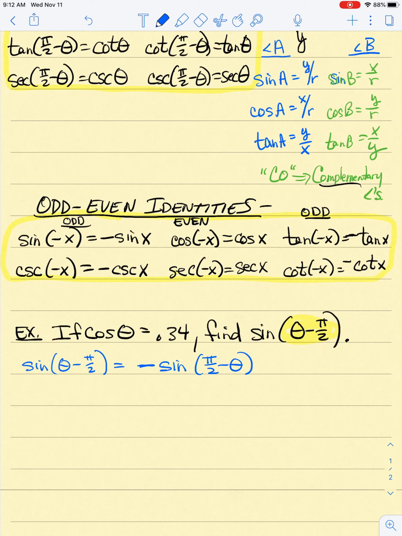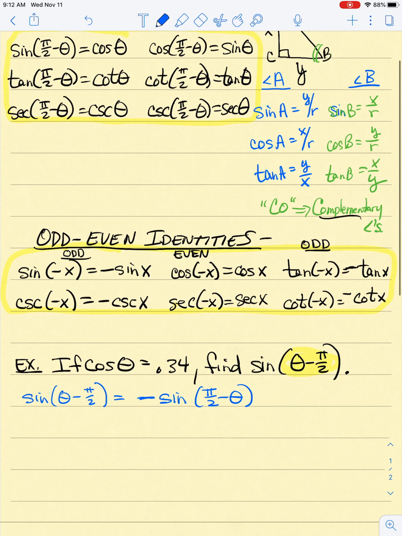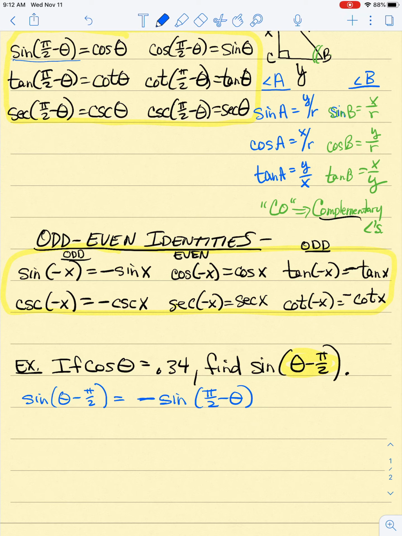Well, what does that mean? If you look back up here, sine of pi over 2 minus theta happens to be cosine, right? So this is just negative cosine theta. Cosine was given to be 0.34, so we get negative 0.34, and that would be your answer. All done.